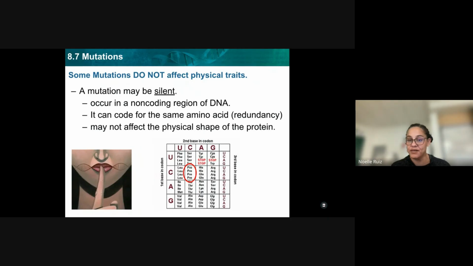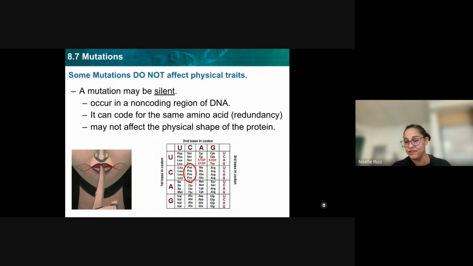It can code for the same amino acid. If you remember the genetic code, there are 4 different letter combinations that will code for PRO, which stands for proline. So if CCU, that last U accidentally gets mutated into another C, it doesn't really matter because the same amino acid will result. That is called redundancy.